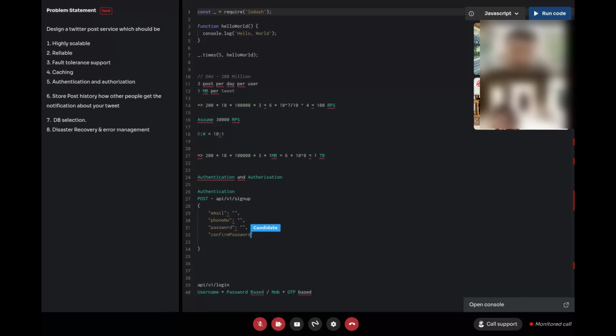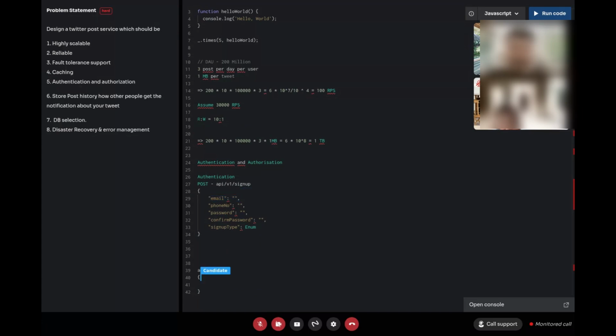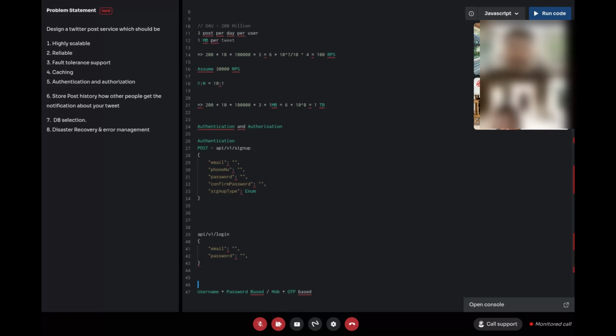confirm password. I think the sign up should be good enough with this. Then we can also have a sign up type, which will be an enum to support username and password based, or mobile number OTP based. Only then a few of the things will be optional. So this is what the sign up API would look like, and for the login, based on the type, we'll have a username and a password.